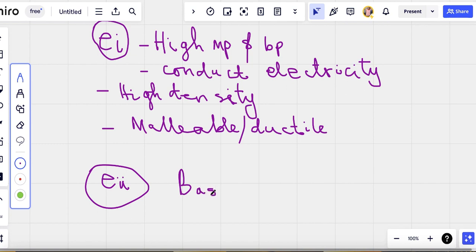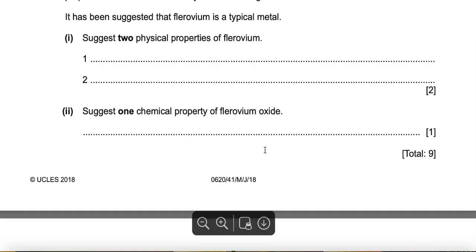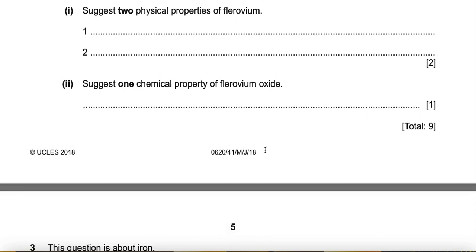Because metals, they form basic oxides, like aluminum oxide, like sodium oxide, they are all basic oxides. Acidic oxides like SO2, CO2, those ones are from non-metals. So it forms basic oxides. That's one property of metal oxide. Okay, so it's a basic oxide. So we move on to the next question. I think we finished question 2.